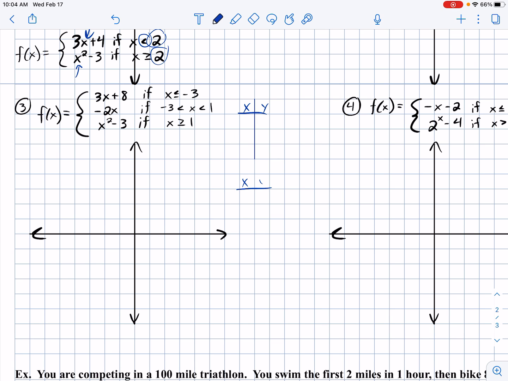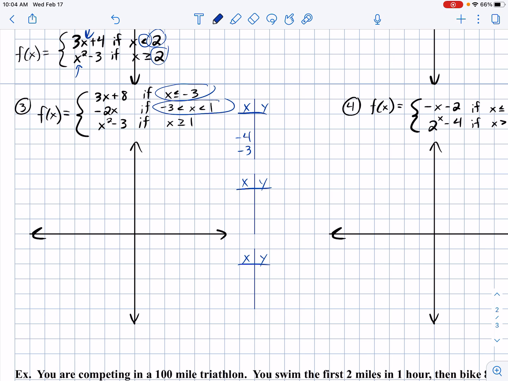1, oops, 2, and 3, okay? We need -3 for this first one, and we need some points that are less than -3. So -3, -4, great, 2 points.